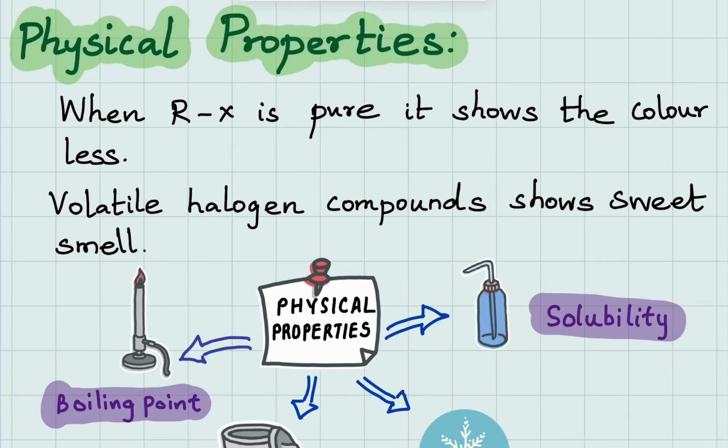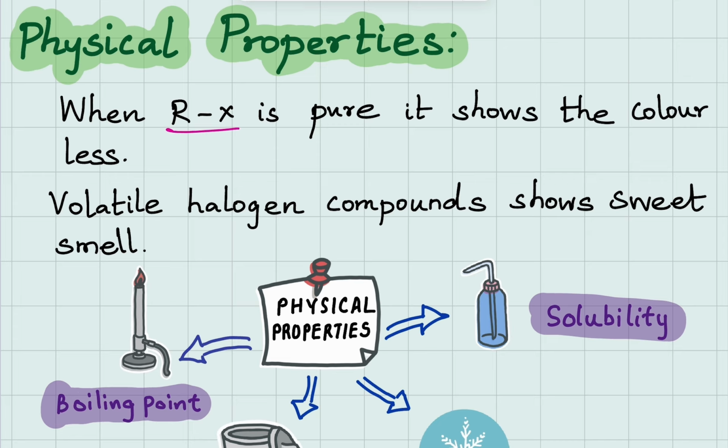Hello everyone. In this video, I am going to discuss the physical properties of halogen compounds, especially alkyl halides. So first, let us talk about the color. When an alkyl halide is pure, it is colorless. What is the meaning? Pure alkyl halides are generally colorless.